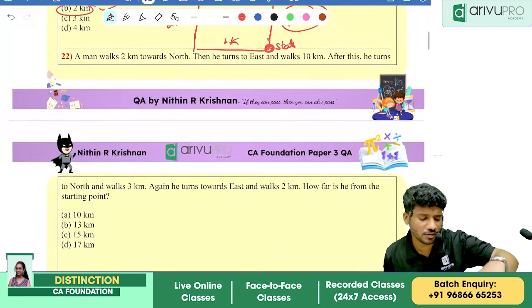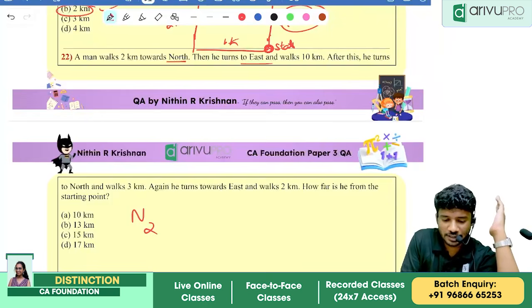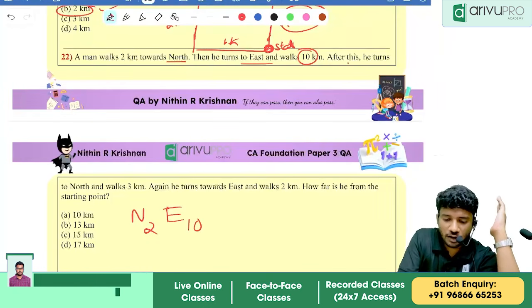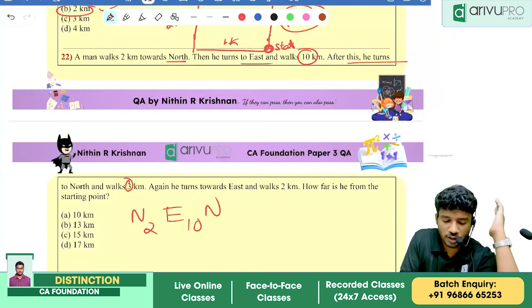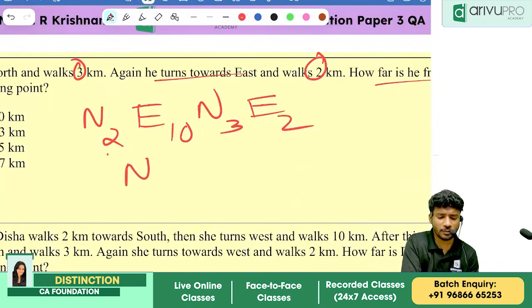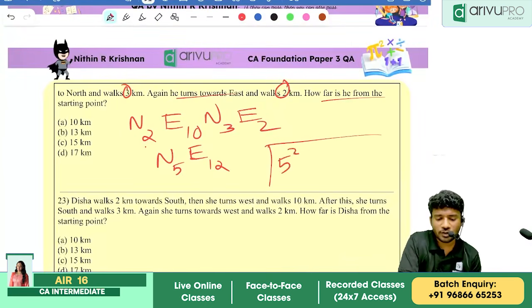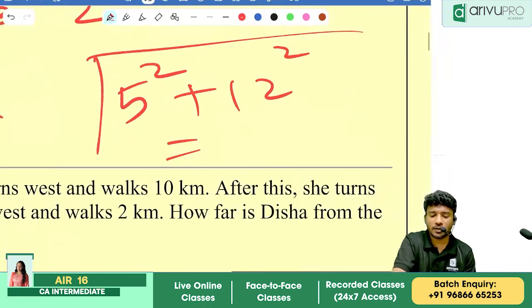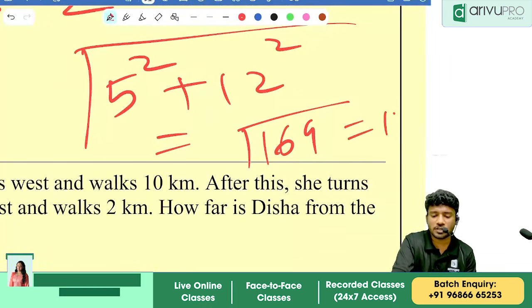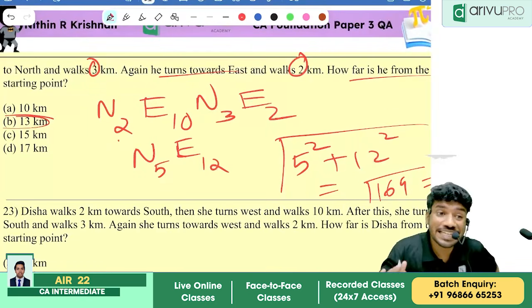Next one, people. Easy methods. A man walks 2 kilometers north, then he turns east and walks 10. After this he turns north and walks 3. Again towards east and walks 2. Then how far is he from the starting point is the question. People, north 2 and north 3 will become north 5. East 10 and east 2 will become east 12. What is the shortcut? Root of 5 square plus 12 square is your answer. Take your calculator. Root of 169 is how much? 13 is the shortest distance between the initial point and the final point.